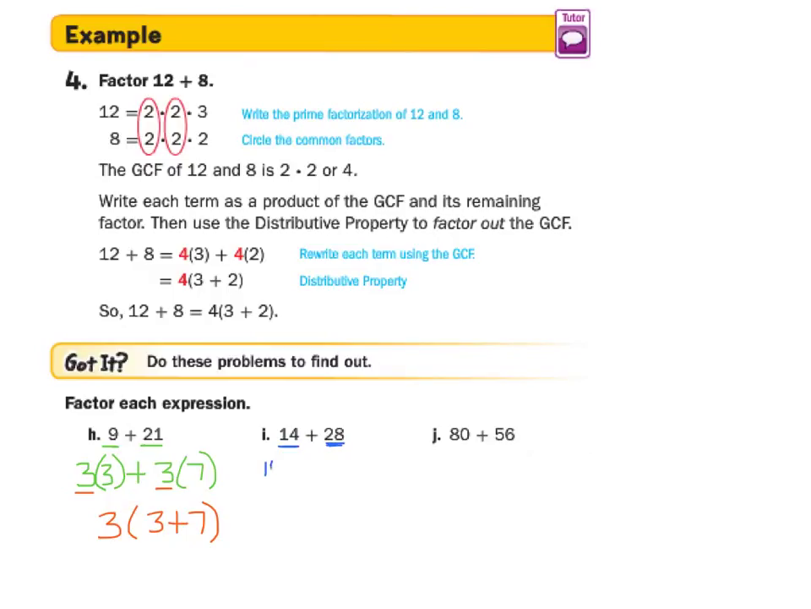So 14 times what is 14? 1. And 14 times 2 gives me 28. So we could put the 14 out front, and it would be 1 plus 2. Oops, sorry. Let me erase that. Got ahead of myself. 14 would be on the outside, and it would be 1 plus 2 on the inside if we use that distributive property.